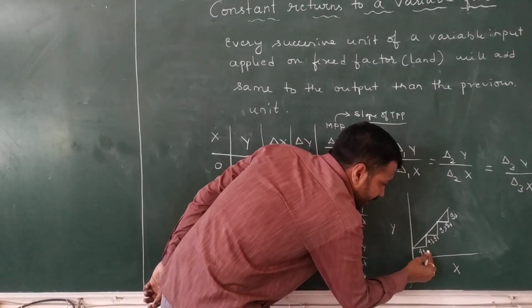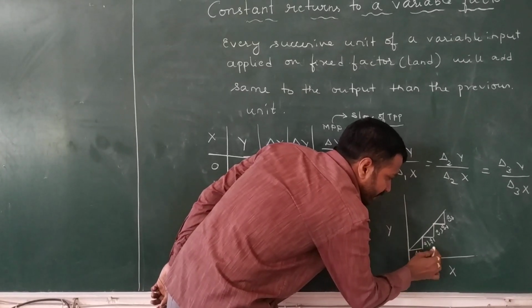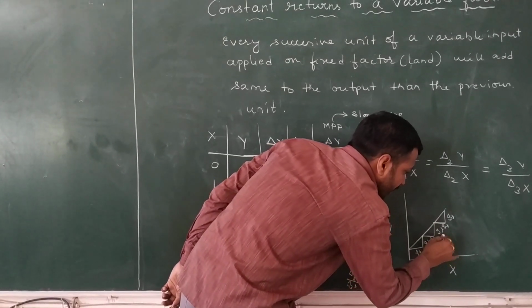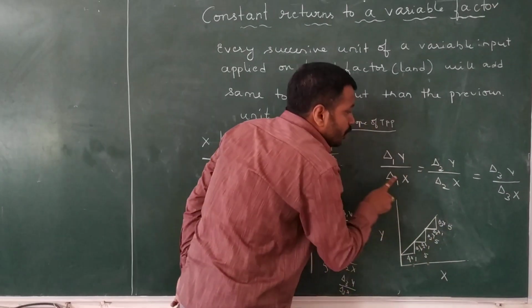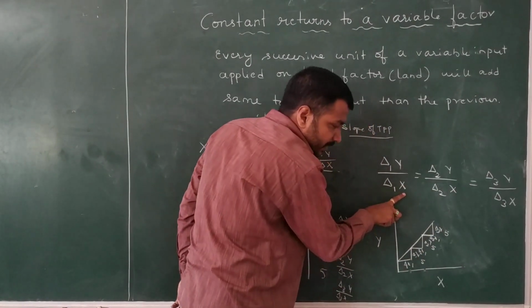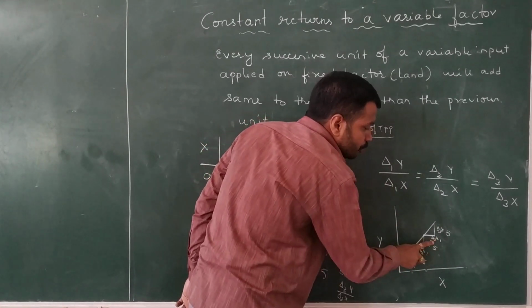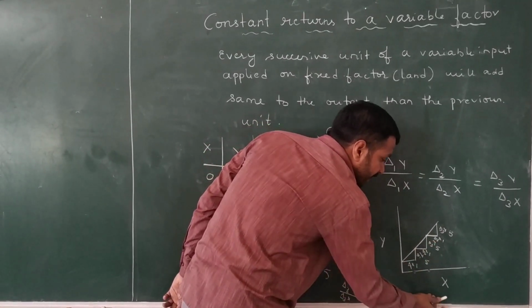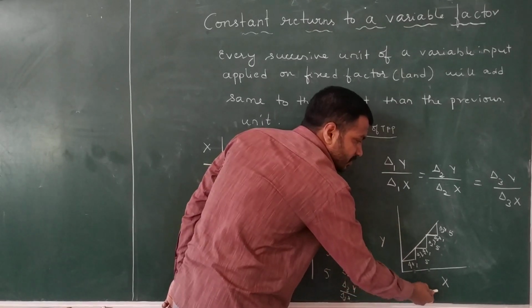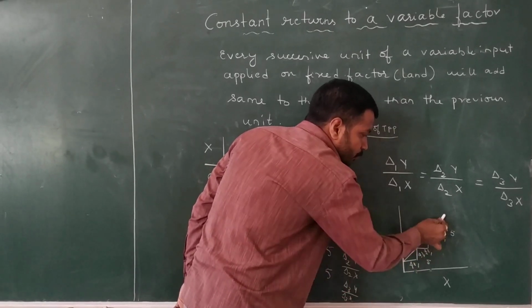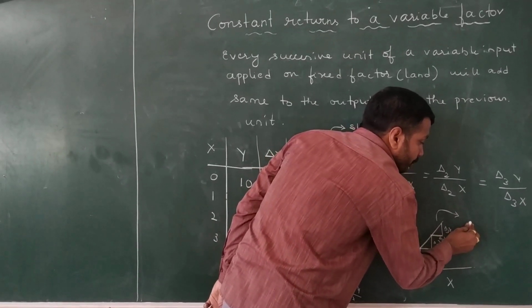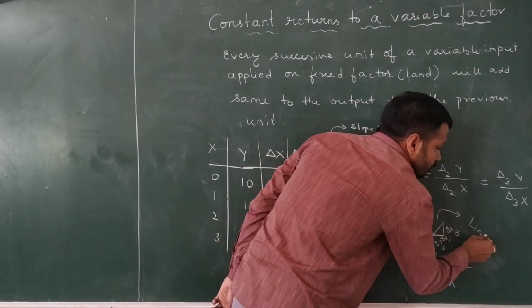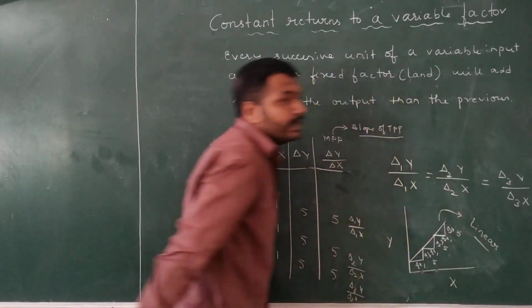You know that delta 1x is 1, delta 1y is 5; this used to be 1, this used to be 5, this used to be 1, this used to be 5. So, the same expression can be depicted graphically, and it used to be of this form. And you know that when y is plotted against x, the resulting curve, what we used to get, we call it the production function. So, the nature of the production curve in case of constant returns to variable factor used to be linear.